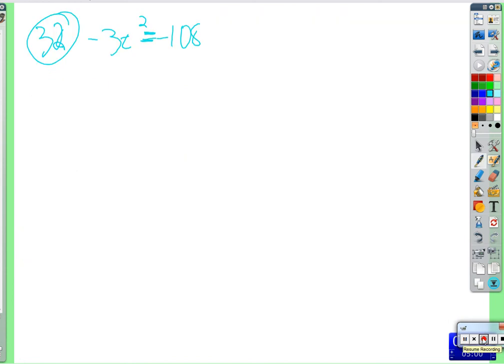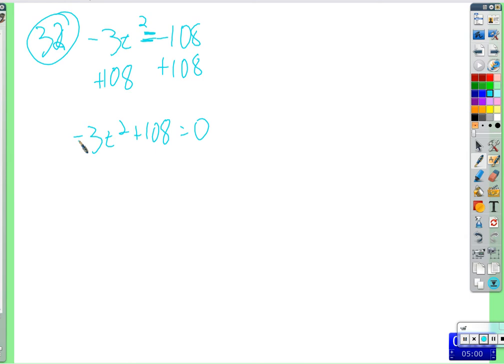Plus 108 on both sides to get 0 on one side, that's perfect. Negative 3t squared plus 108. Do these two have anything in common that we can factor out? What do they have? 3. A 3? Okay.